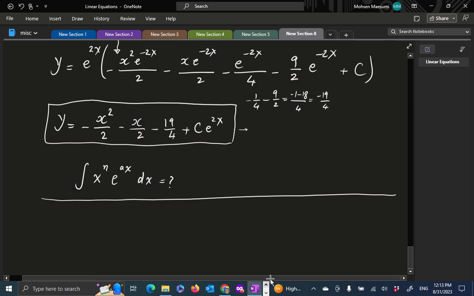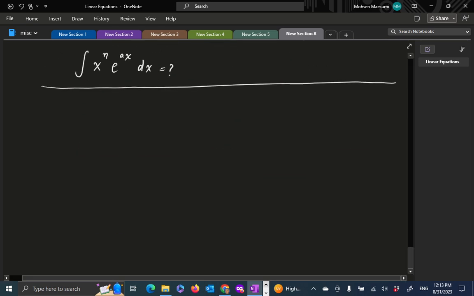Nothing is dying away, and the solution is valid for all the x's. There are no problems there, and we didn't encounter any of that kind of problems here. Let's go ahead and do another problem.